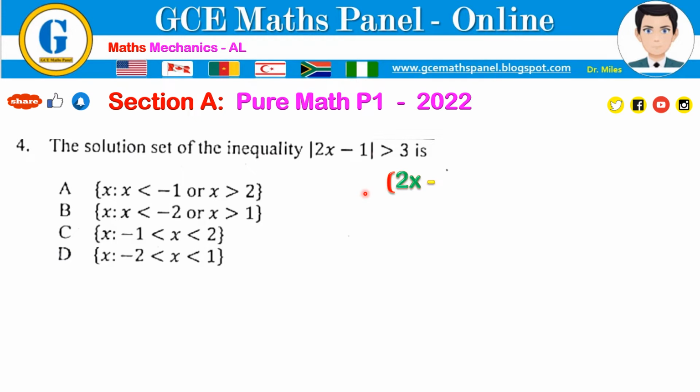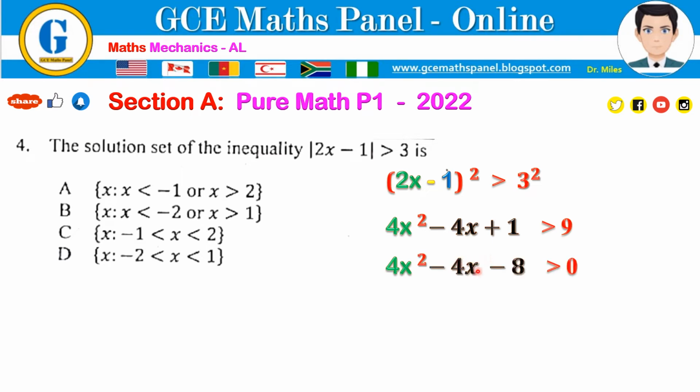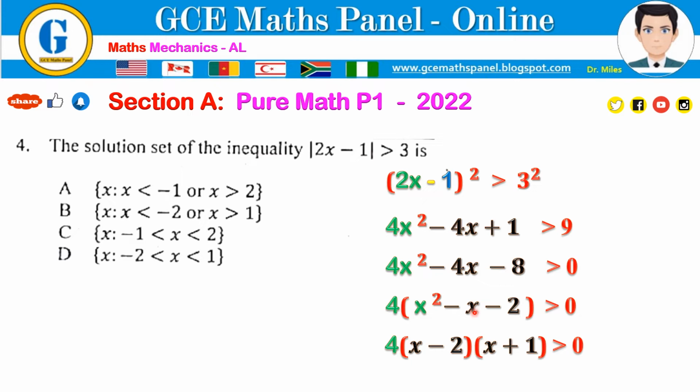So squaring, I'll have 2x minus 1 all squared should be greater than 3 squared. So that will give me 4x squared minus 4x plus 1 to be strictly greater than 9. When I simplify, I'll have 4x squared minus 4x minus 8 to be strictly greater than 0. So this is a quadratic inequality which I can factorize as 4 into x squared minus x minus 2. That should be strictly greater than 0. And what we have in this bracket can be further factorized into x minus 2 into x plus 1 to be strictly greater than 0.